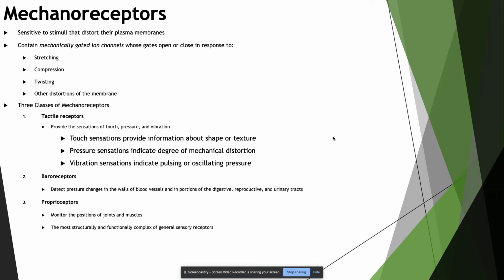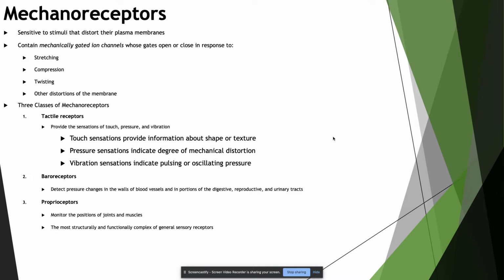Mechanoreceptors are sensitive to stimuli that distort their plasma membranes, and these membranes contain mechanically gated ion channels. The gates open or close in response to stretching, compression, twisting, or other distortions of the membrane. And there are three classes of mechanical receptors. We have tactile receptors that provide the closely related sensations of touch, pressure, and vibration.